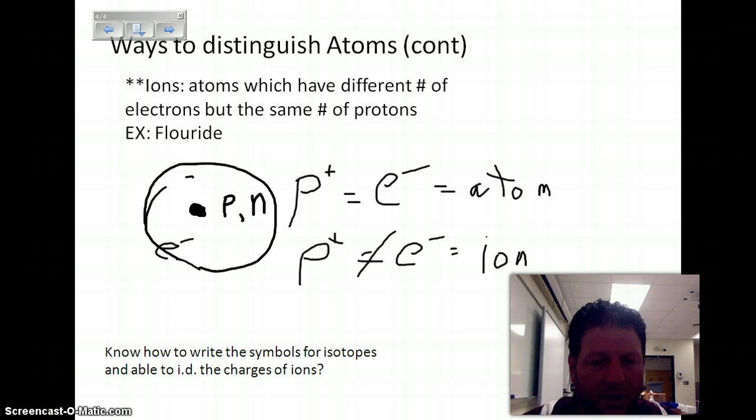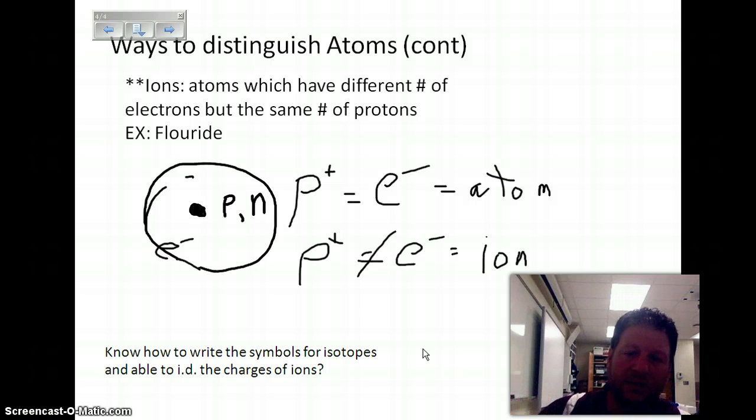Remember, with isotopes, it's protons compared to neutrons. And when it's ions, it's protons compared to electrons. The number that never changes is the proton. Now, for your discussion tomorrow, make sure that you know how to write the symbols for isotopes and be able to identify the charges of ions. We will refresh this tomorrow before we move on.